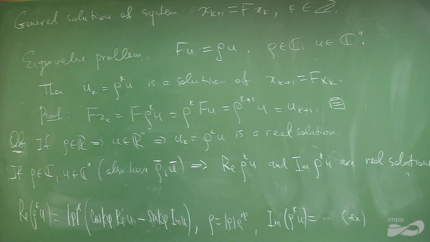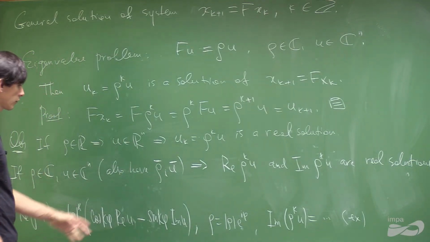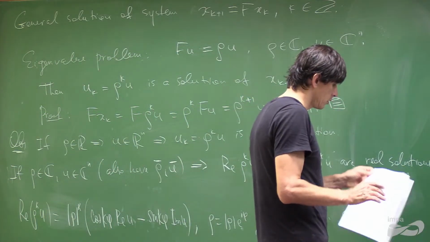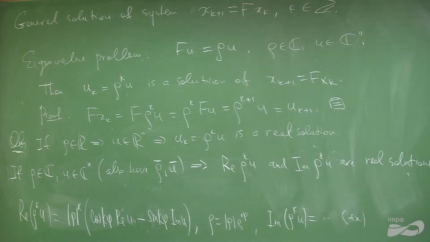So essentially for each real eigenvalue, we have a real solution. For each pair of complex conjugated eigenvalues, we have a pair of real solutions. So this already gives us a general solution in a situation when all eigenvalues are different.